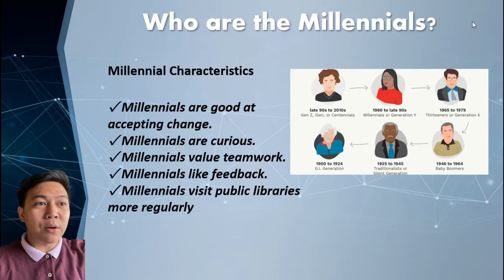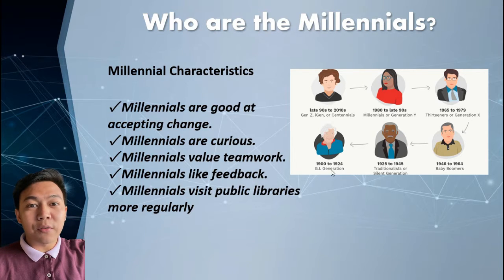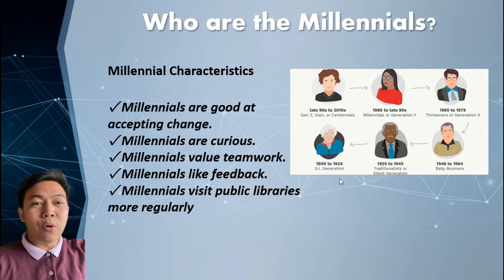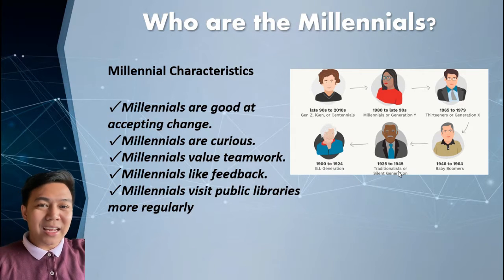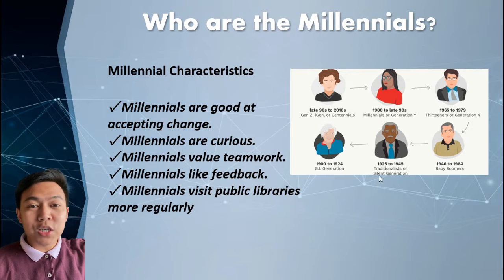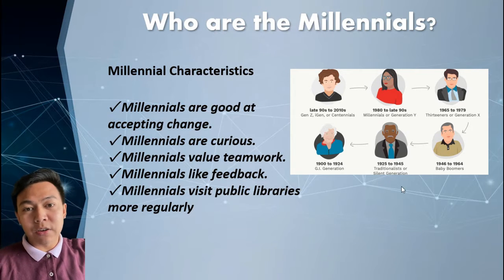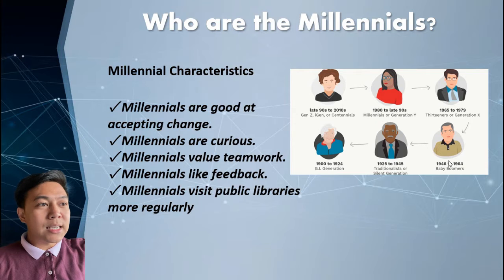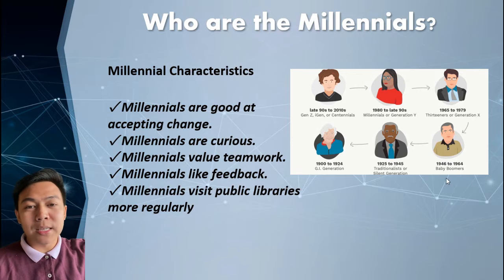So as you can see here on our image, we have the GI generation, which is from 1900s to 1924. So they were born in these years. So we have the old people here. We also have 1925 to 1945, which is the traditionalist or the silent generation. This is where my grandmother was born. We have 1946 to 1964, which are the baby boomers. So basically, my grandmother is a baby boomer.